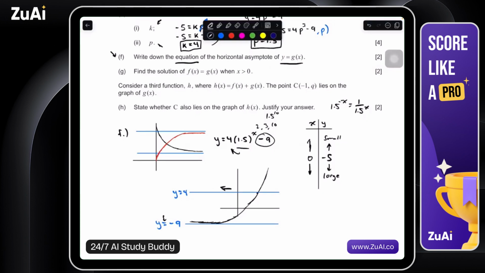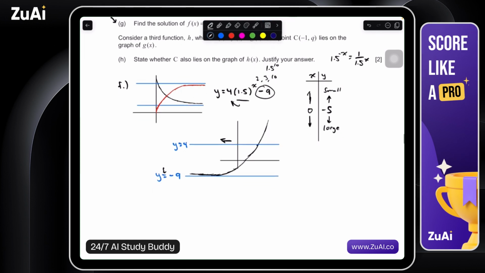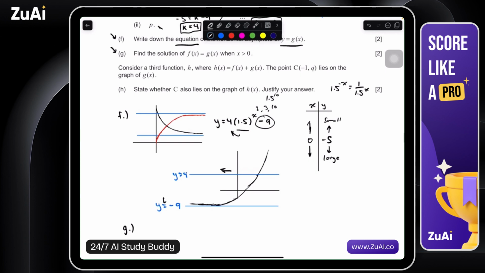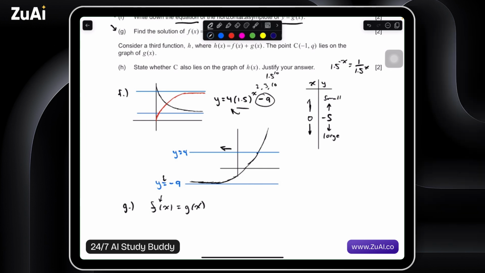Alright, part G. Find the solution of f of x equals g of x when x is equal to 0. So this, again, try not to be intimidated; the notation could potentially be intimidating. This f of x is equal to g of x. So what does this f of x equal to g of x mean? It means we have this one function and this other function in less intimidating function notation. It's like we've got an equation of y1 and y2. So when does y1 equal y2?